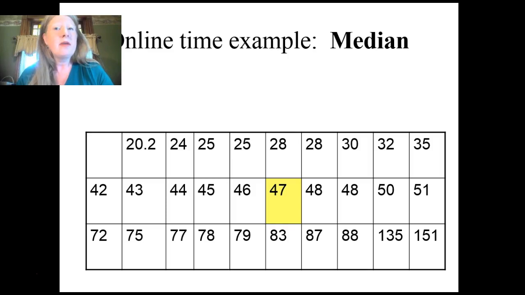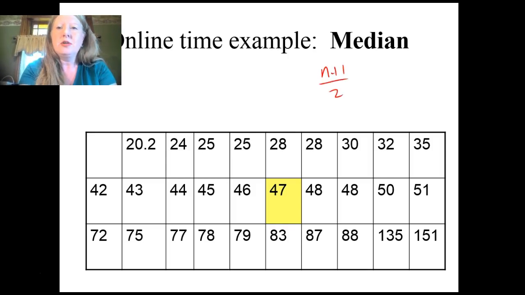So I started by finding the median. Now again, we have an odd number of data values here. We had 29 data values. And so I went right to that middle value. And remember, if you're not quite sure where the middle value is, you could use that formula: n plus 1 divided by 2.